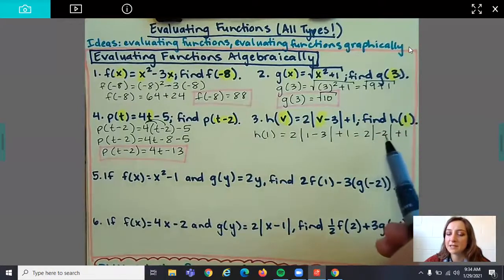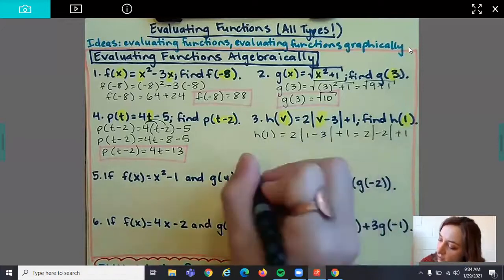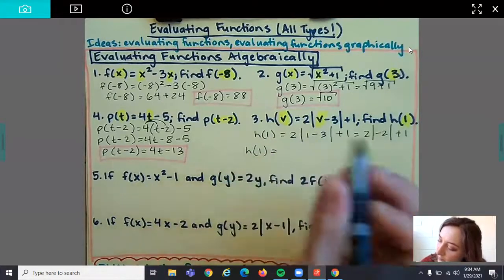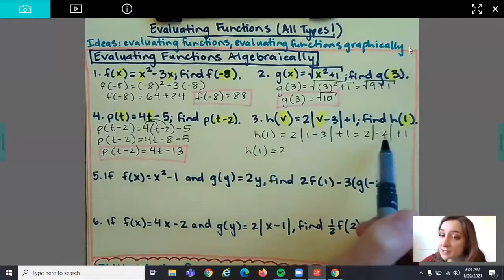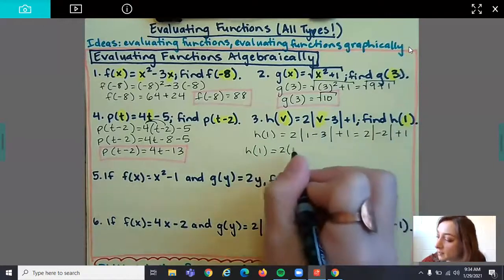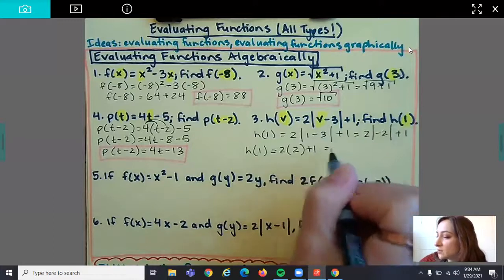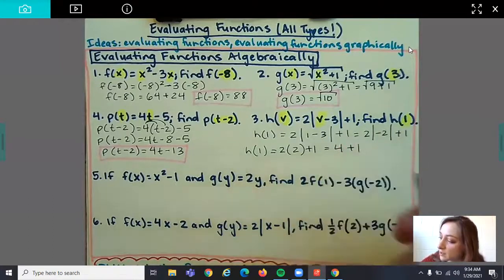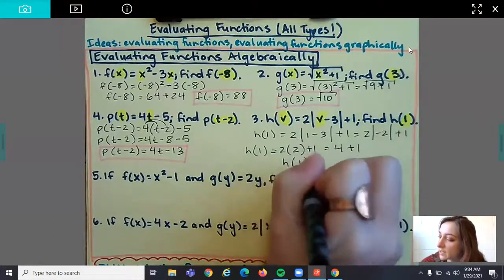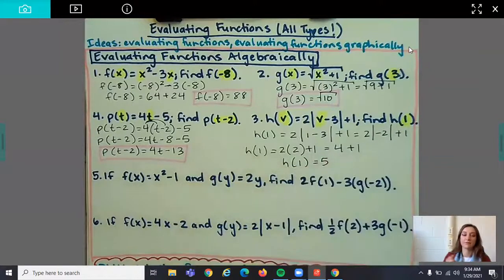Absolute value takes anything that's negative and makes it positive. So we're going to have 2 times positive 2, because this is actually going to become positive. That's what the absolute value does. And then plus 1. 2 times 2 is 4, so then plus 1 is going to be 5. So that means that h of 1 is equal to 5.